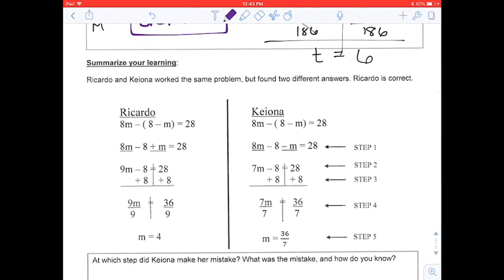Okay. I would like you to look over these problems on your own. Pause the video. I want you to look at Ricardo's work and Kiana's work and see who made a mistake and where. They started with the same equation, got 2 different answers, and that doesn't work that way. So I want you to check and see where did the mistake happen.